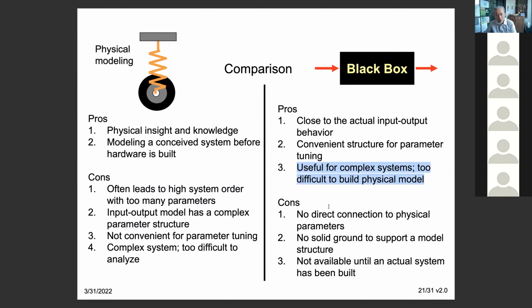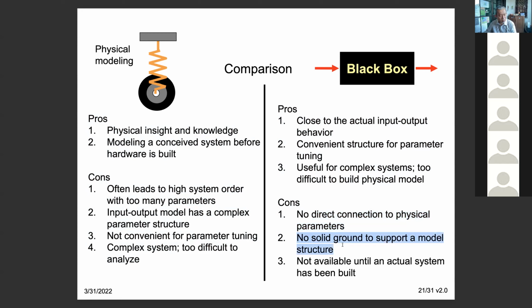On top of that, a drawback of empirical modeling is that there is no direct connection to physical parameters. This can be either system ID offline or system ID online. If you apply system ID offline, of course, there is no direct connection to physical parameters. But if you apply system ID online, the parameters will be updated from time to time while the experiment is ongoing. So there is no solid ground to support the model structure.